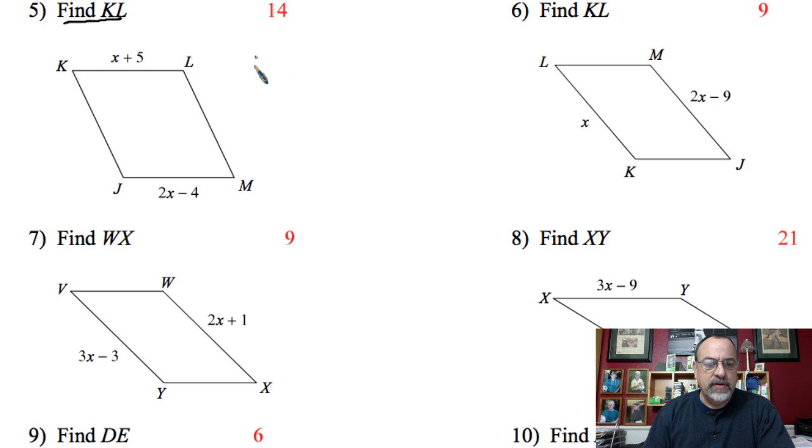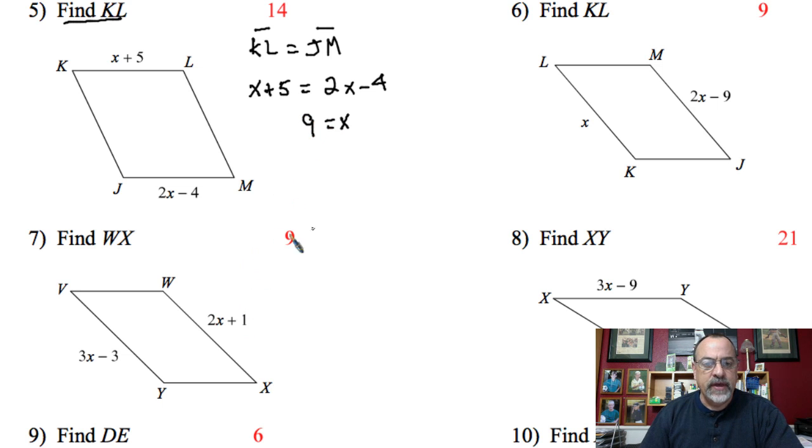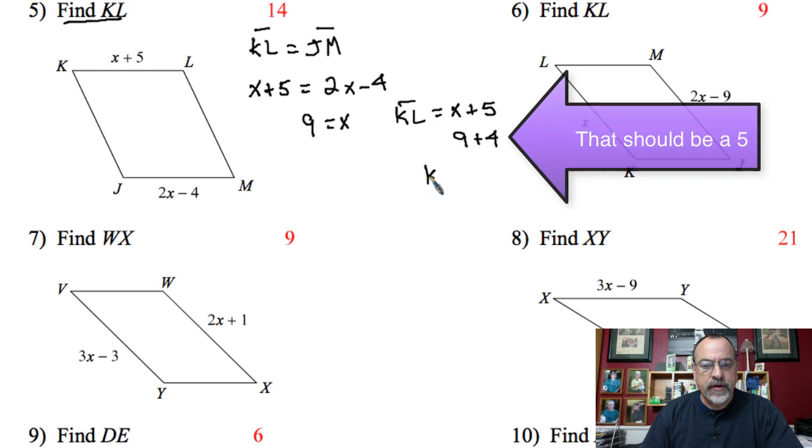Again, it's a parallelogram, so the geometry says that the opposite sides KL and JM are equal. Once I know that, I can substitute in the algebraic expressions, using the substitution property, and then apply my properties of algebra to solve this. Now x is 9. Again, it asks me to find KL. KL here is equal to x plus 5, but now that I know what x is, I can substitute that in. So KL would be equal to 14. Again, nothing too complicated about this.